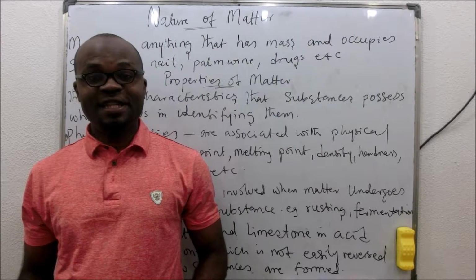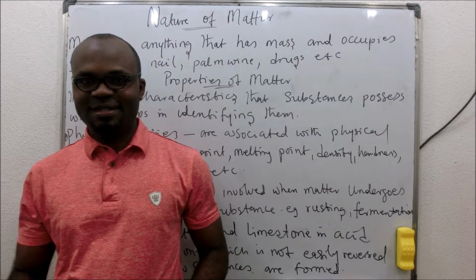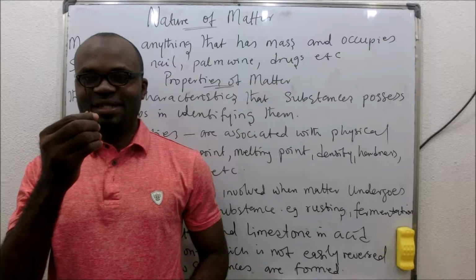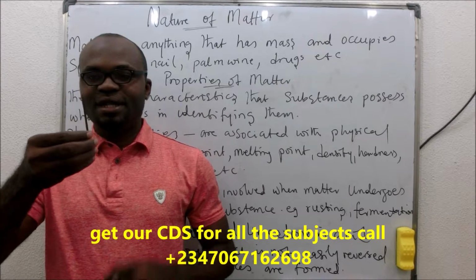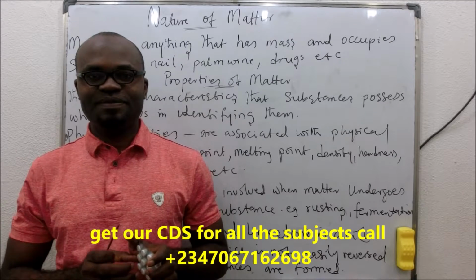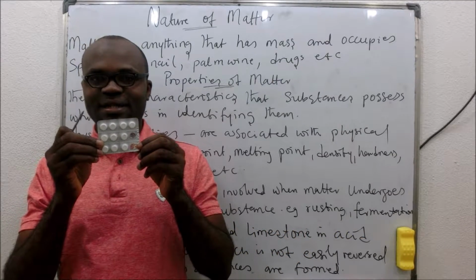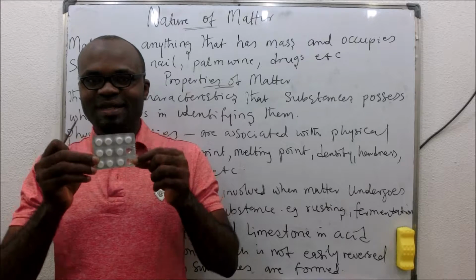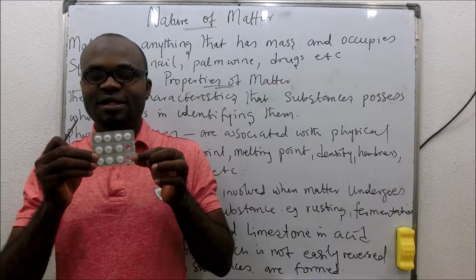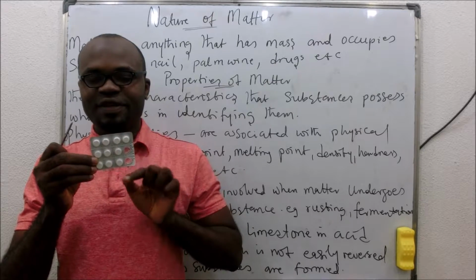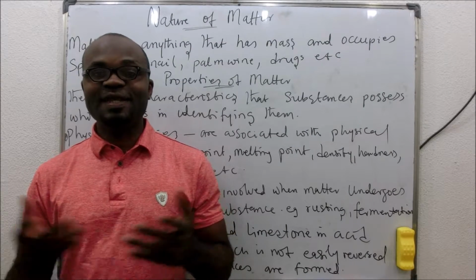Matter is anything that has mass and occupies space. This nail I'm holding is matter. It has mass, I can feel the weight, and it occupies space. The jug that I showed you the other time is also matter because it has mass. Mass can be likened to weight, and it also occupies space. So anything that has mass and occupies space is matter.